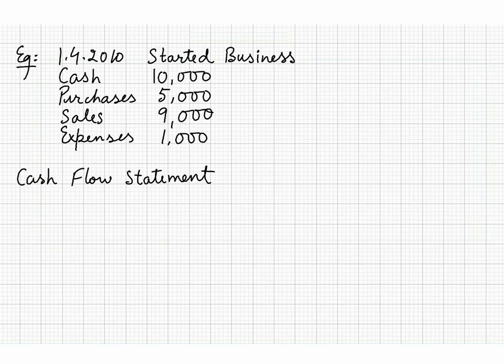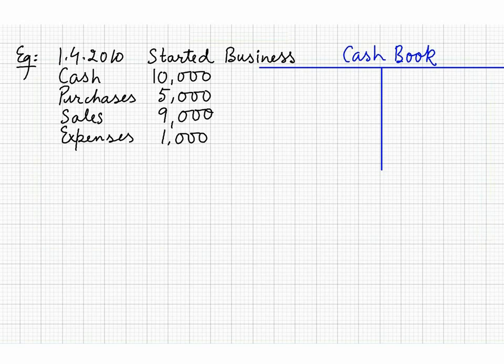For making the cash flow statement, you need the closing balance sheet as well as the opening balance sheet. So before we prepare the balance sheet, we have to first prepare the cash book, then the income statement. Only after that can we prepare the balance sheet. And after completing the balance sheet, we can go for the cash flow statement. So I'm going to prepare the cash book for you.